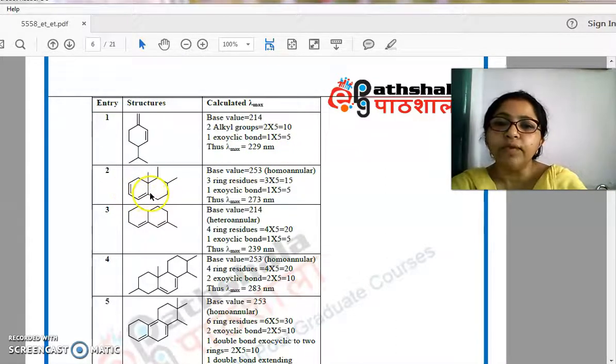This is homoannular. Homoannular has a base value of 253. Now let us count the substituent ring residues on this conjugated system: 1, 2 and 3. So 3 ring residues means 3 into 5 is 15. Now exocyclic means what? This is the double bond exocyclic to this ring, so exocyclic has a contribution of 5. In total it comes to 270.